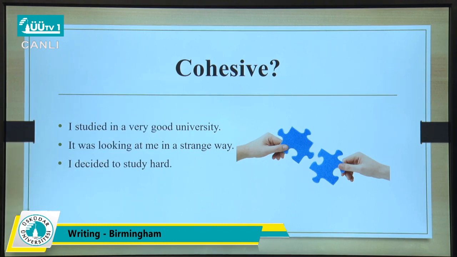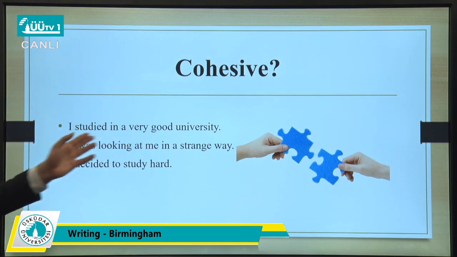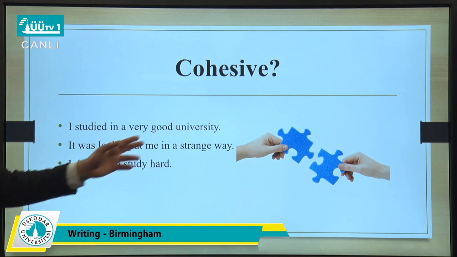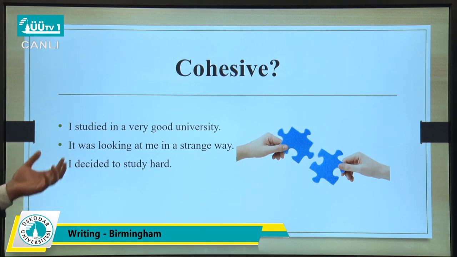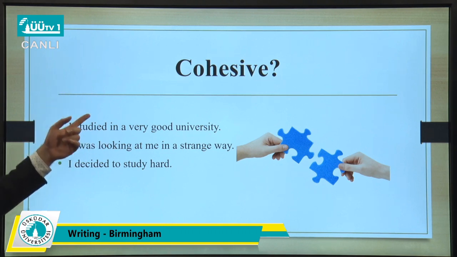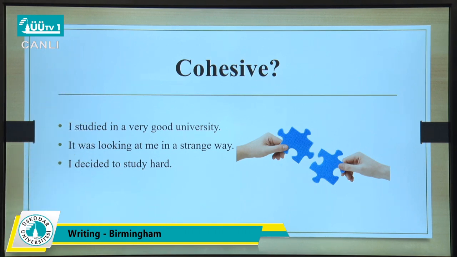But your hypothesis or assumption is usually marked false when you proceed with the sentence "it was looking at me in a strange way." You know that universities never look at you, or never have the ability to look at people. So it's a false statement in cohesive terms. These two sentences cannot complement each other. They cannot stick to one another. This sentence cannot follow the previous sentence in a cohesive manner.